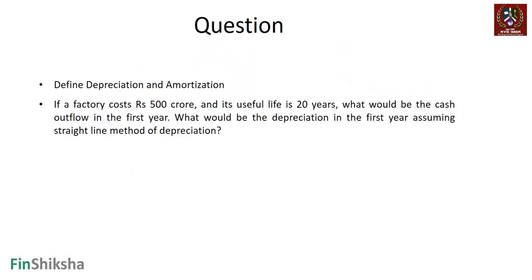As we come to the end of this particular section, define depreciation and amortization. If a factory costs rupees 500 crore and its useful life is 20 years, what would be the cash outflow in the first year? What would be the depreciation in the first year, assuming a straight line method of depreciation?